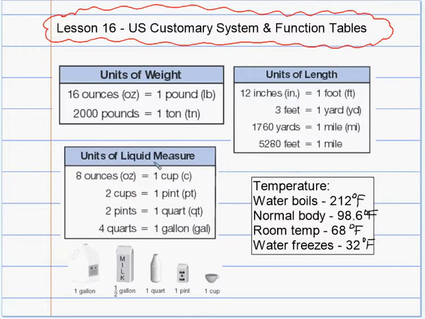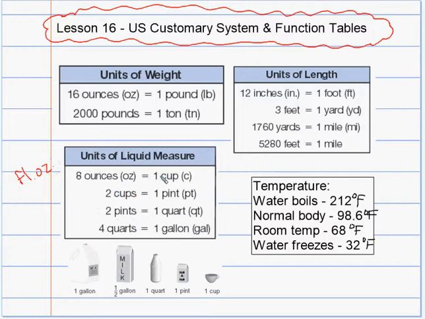So units of liquid measure, 8 ounces equals 1 cup. Now do not get confused between the 16 ounces in a pound and 8 ounces in a cup. Sometimes you'll see these ounces recorded as FLOZ, fluid ounces, or just OZ.